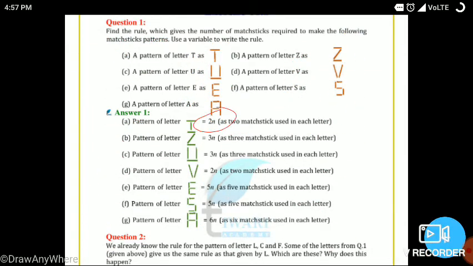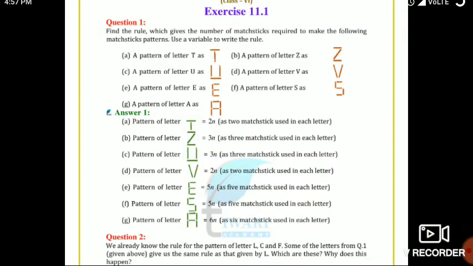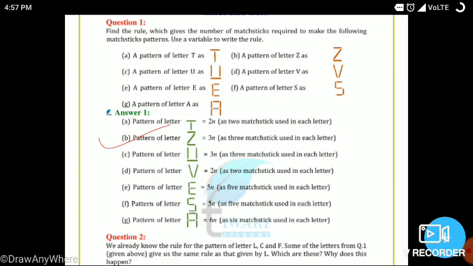Okay, so see, as two matchsticks are used in each letter, we write here its rule is 2n. Okay, here n is what? Variables. We do not know the total number of pattern letters, right? So we have to suppose some alphabet, some letter. So here we suppose n, 2n. Okay, so a pattern of T is equal to 2n. Why do we write 2? Because in T we use two matchsticks. Understood?